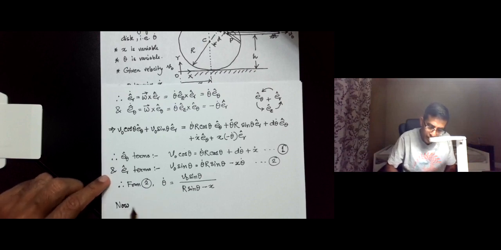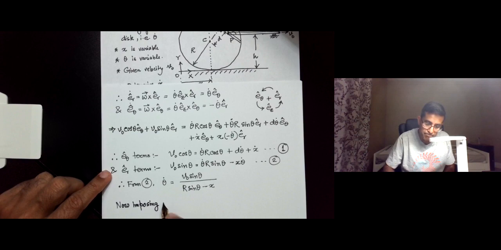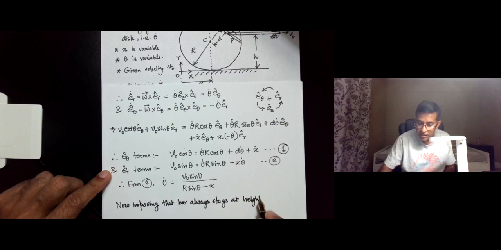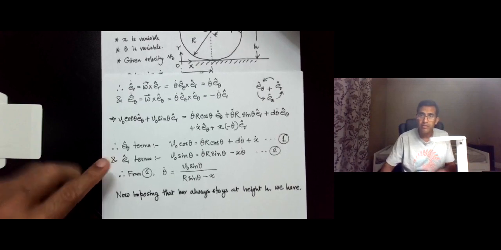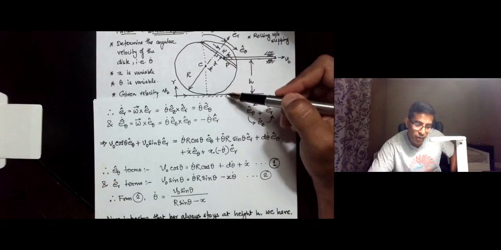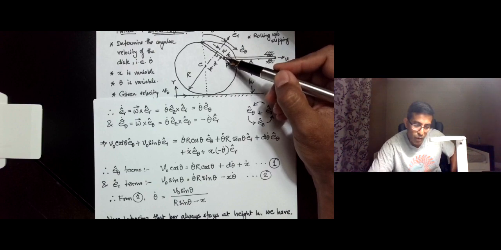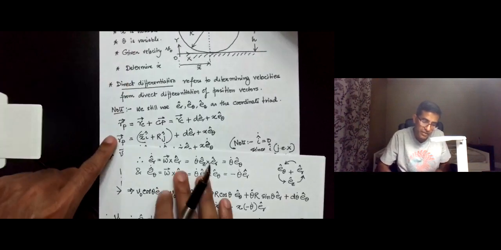Now, imposing that the bar always stays at height h, we have, if we impose this constraint, then you can see that the height of the point P, that is the y coordinate of the point P, you can decipher it from here.